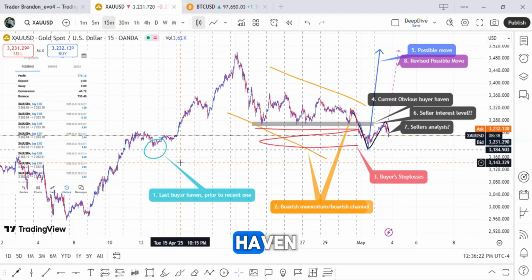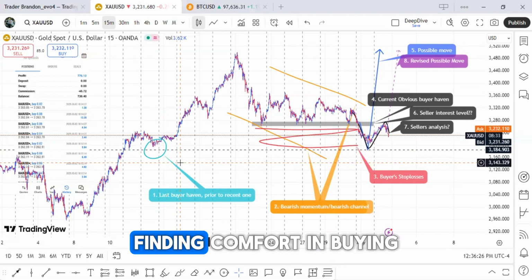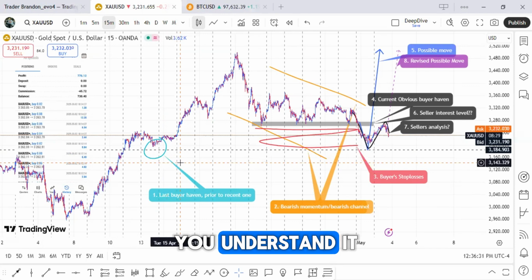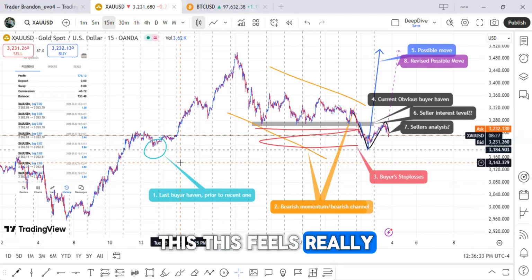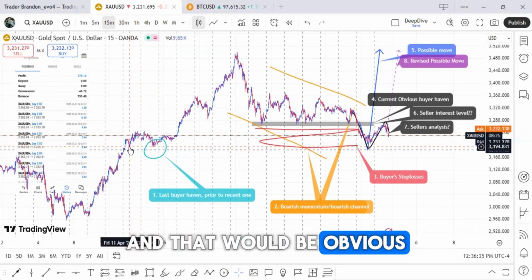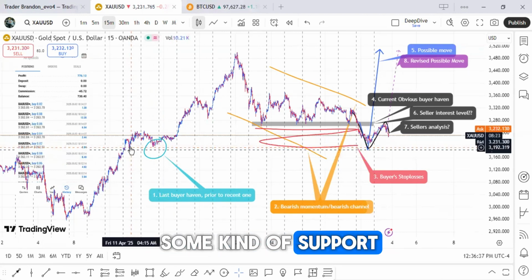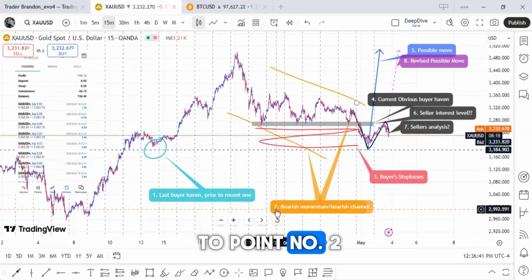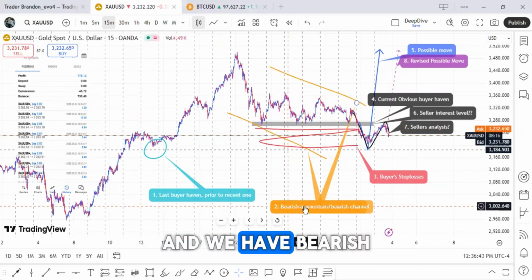The reason I call it a buyer haven is because I think that traders are finding comfort in buying this area. It's a haven to them. It's a heaven. You understand it? This feels really good to buy here, right? And that would be obvious because that would have some kind of support, or there would have been some type of support here, right?